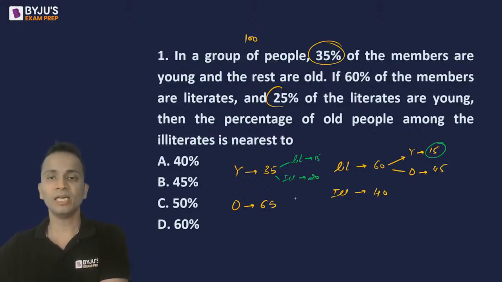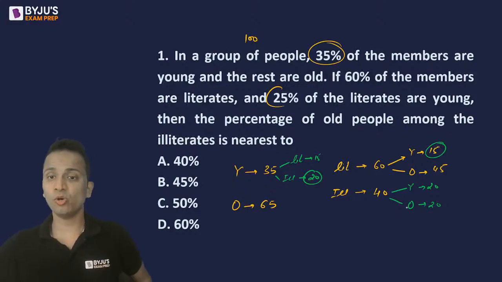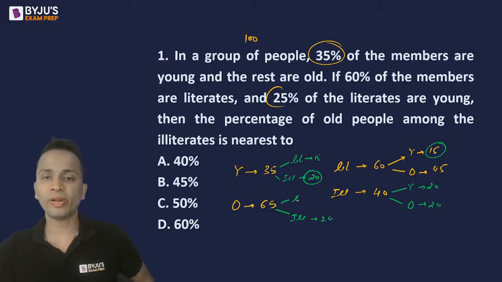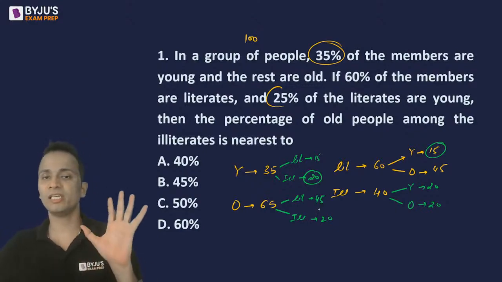Okay, all right. So let's do the bifurcation of old as well. Young illiterates are 20 from here. So out of 40, 20 are young. So old will also be 20. So old illiterates, they are 20. So old literates, they will be 65 minus 20, that is 45. Right. Okay, so this is it in front of us.